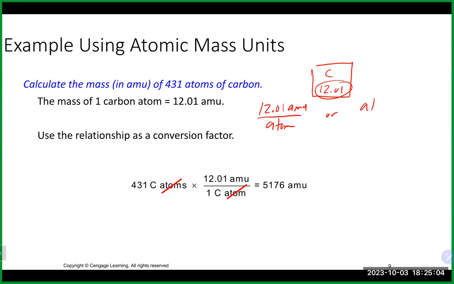The mass of an atom of carbon is 12.01 AMU. So if we were asked what is the mass in AMU of 431 atoms of carbon, we would set it up with dimensional analysis here. Opposites cancel, so atoms on top, atoms on the bottom, gives us about 5176 AMU in terms of the mass of those 431 carbon atoms.